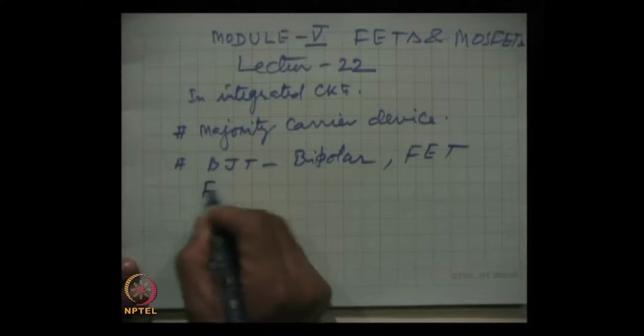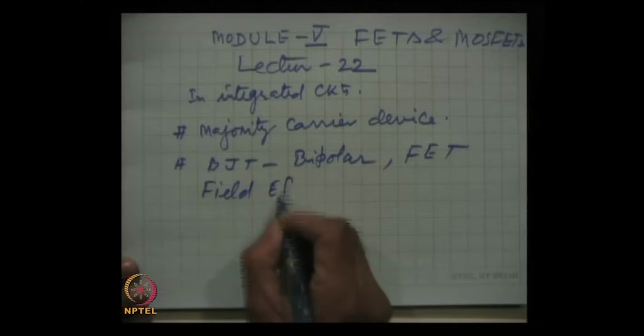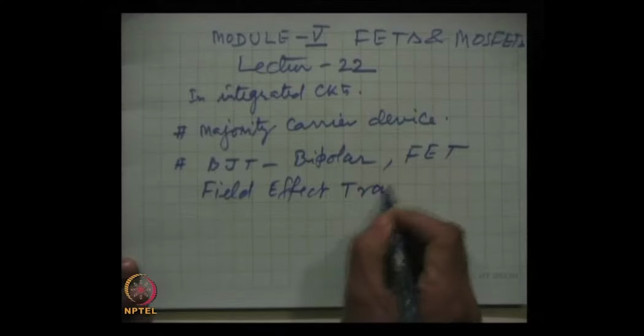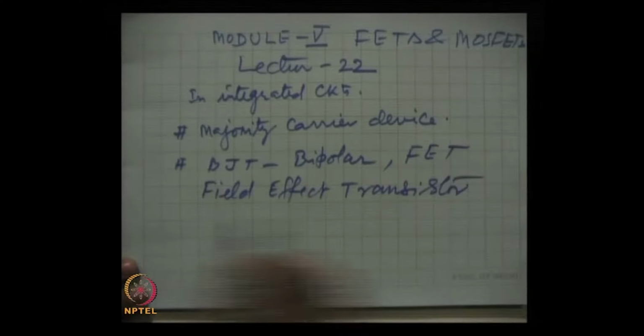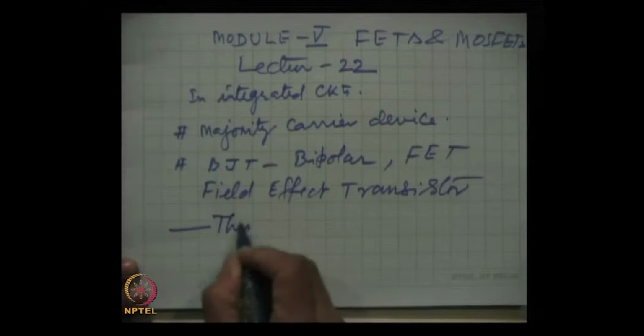We will see that the FET, the field effect transistor, is unipolar. Unipolar means either we need electrons or holes, not both in the same device. So, this is a unipolar device.